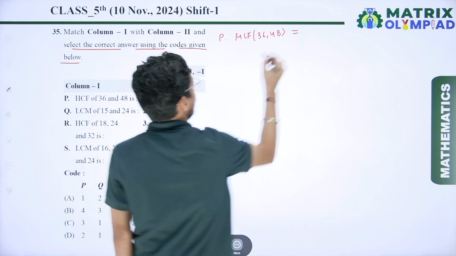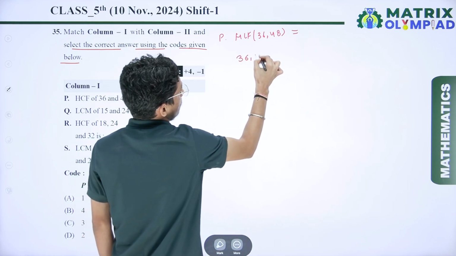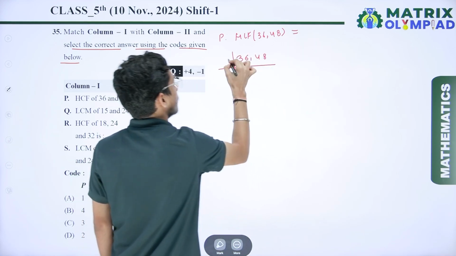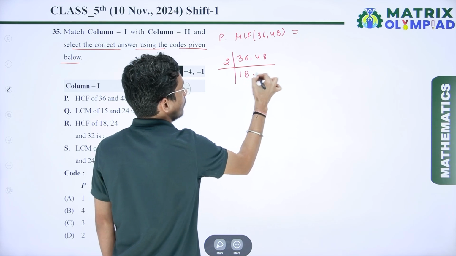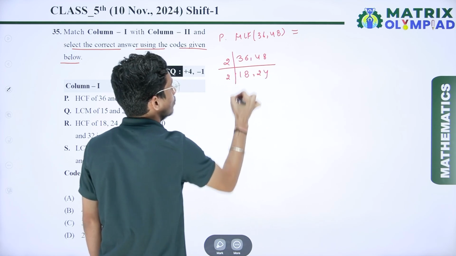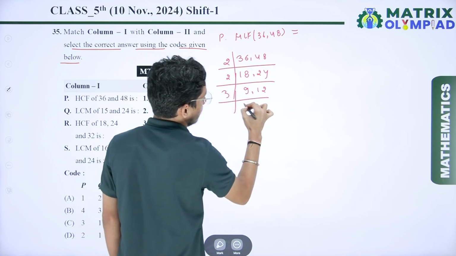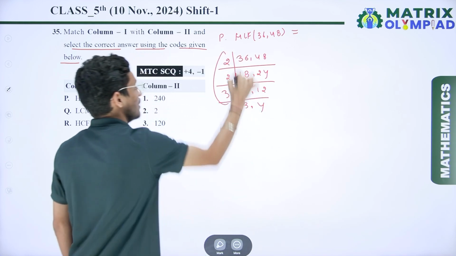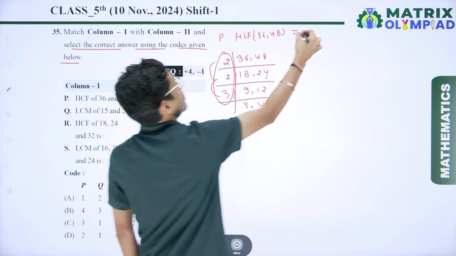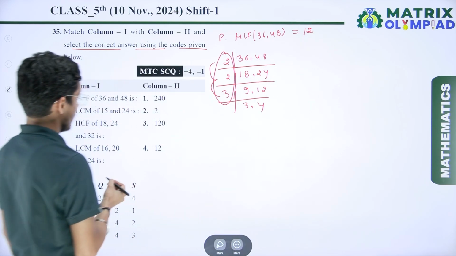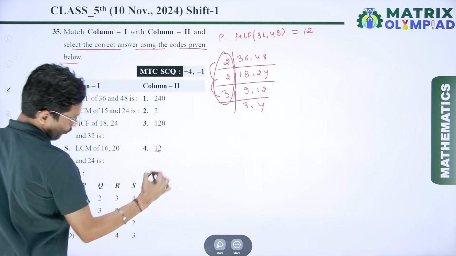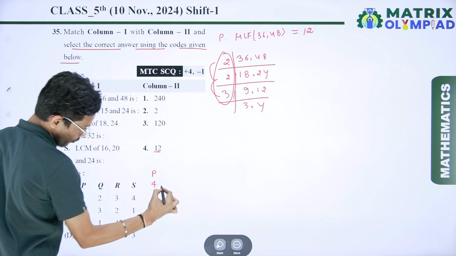Okay. So we know the HCF of 36 and 48, simply we have to simplify. So dividing by 2, here we get 18 and here we get 24. If I take again 2, here we get 9 and 12. If I take 3, here we get 3 and here we get 4. So the HCF, that is 3 times 2 times 2, is 12. It means P is connected to 4. So I can say that P is connected to 4.